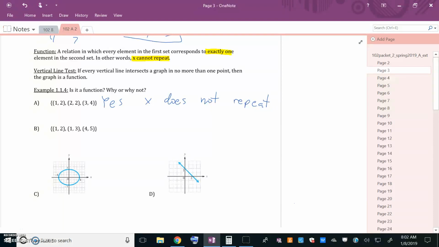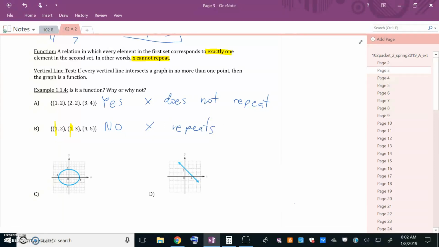What about in B? I've got 1, 2, 1, 3, and 4, 5. Here, I've got repeated x values. So this is not a function because x repeats.